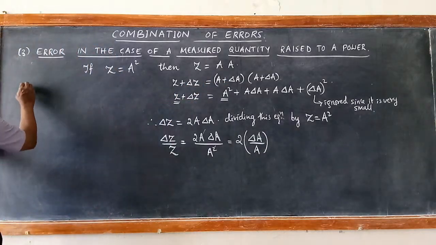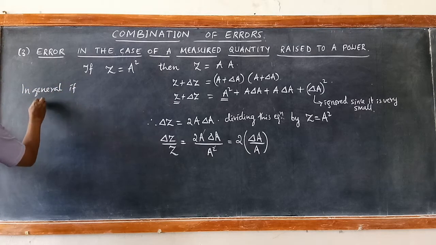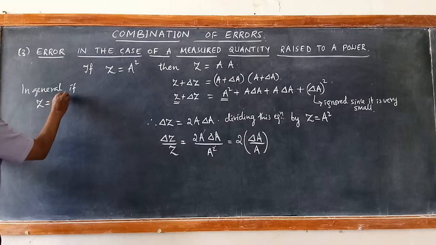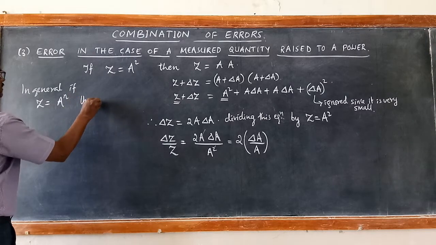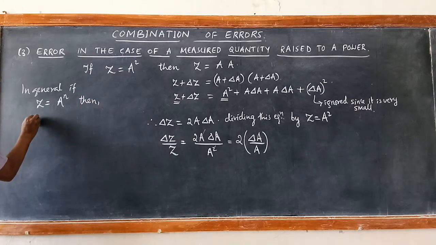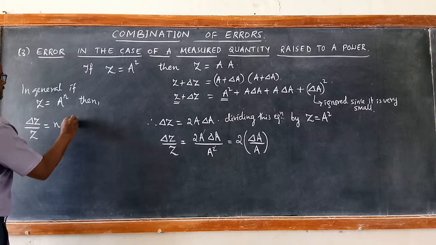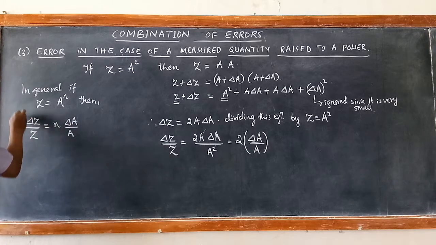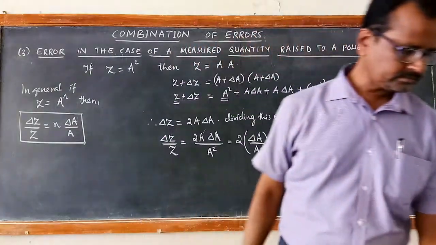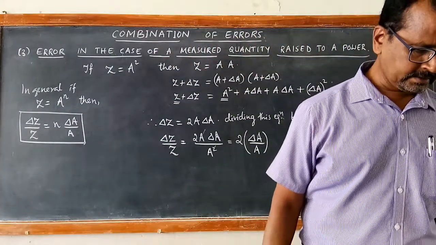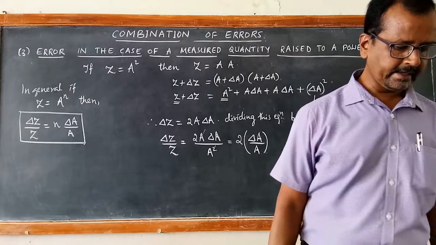So in general, if z is equal to a to the power n, where n is any integer, then relative error delta z by z is equal to n times delta a by a. So this is the third rule. So quickly note down this third rule. Relative error is n times the relative error in A.